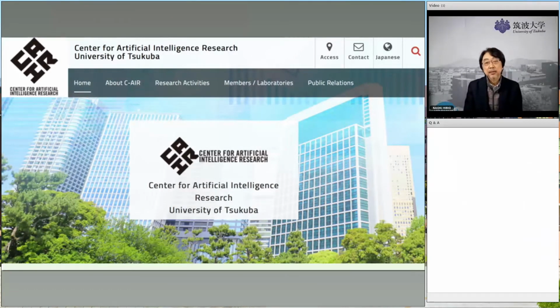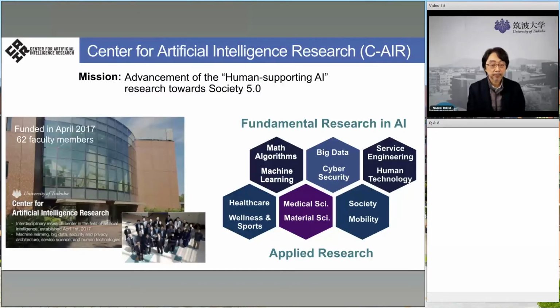First of all, I'd like to introduce our research center, Center for Artificial Intelligence Research. This is the website of our research center. If you have interest, please visit.